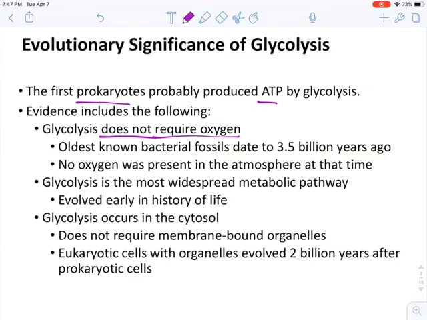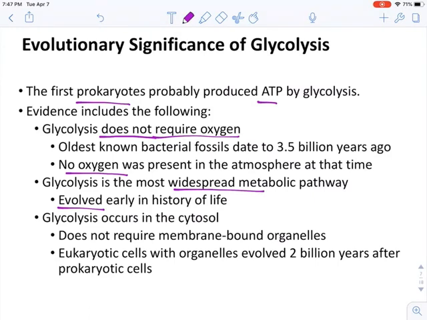So we're pretty sure that because there was no oxygen 3.5 billion years ago, glycolysis is probably the common denominator that we share with those old and current bacteria. Also, it's very widespread, meaning that everybody does it, even since the very early organisms on Earth. We assume this is how they got their energy.